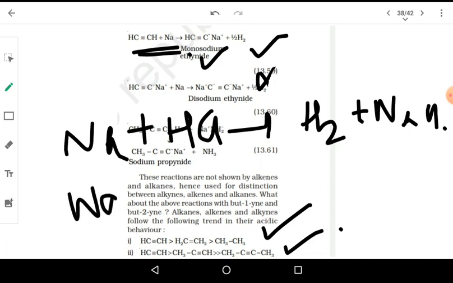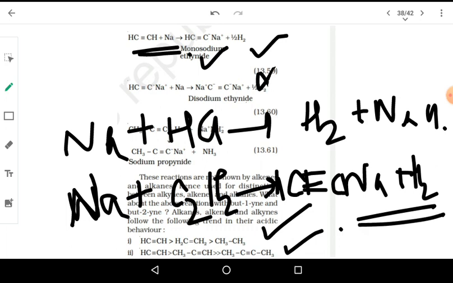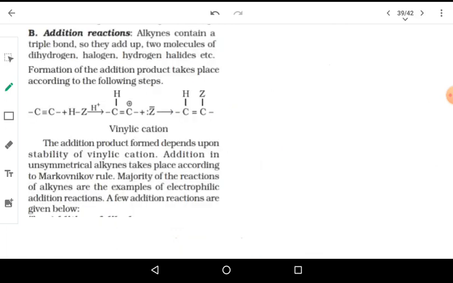We have sodium and we are going to treat it with C2H2, then it is going to give us CH triple bond CNa plus hydrogen gas. So the same reaction is happening in both cases. The analogous reactions are happening in both cases. Hence we can conclude that alkyne is acidic in nature.